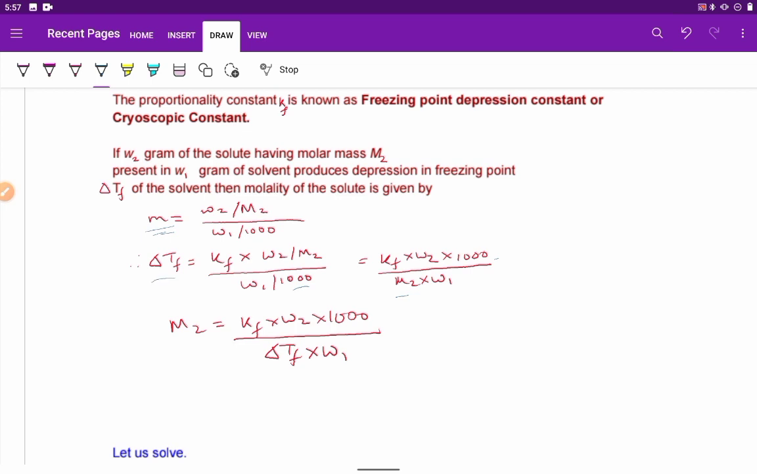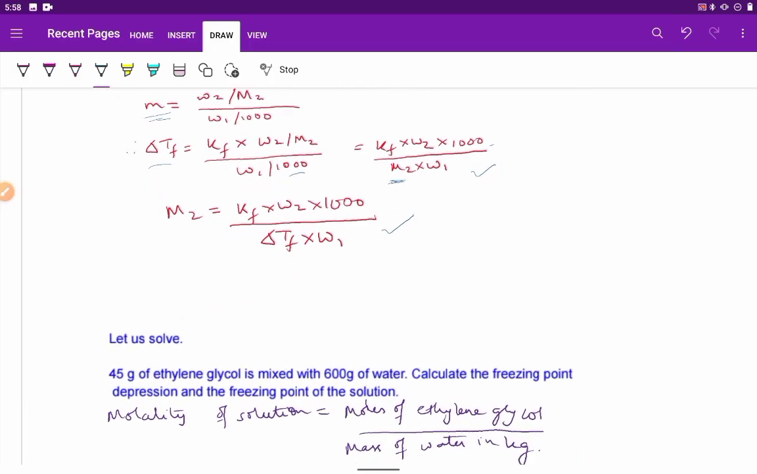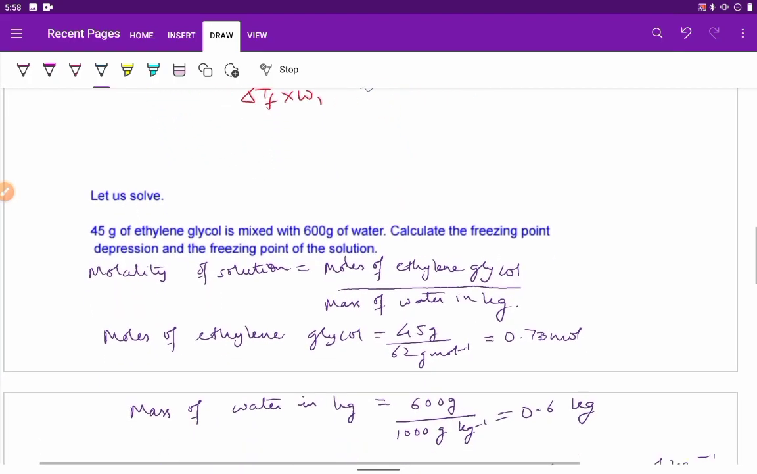Now this delta Tf and M2, we can change the positions. We get M2 equal to Kf into W2 into 1000 divided by delta Tf into W1. From this equation only we get this one, only we are exchanging M2 and delta Tf. So we get M2 equal to Kf into W2 into 1000 divided by delta Tf into W1. Based on this, let us solve one numerical.